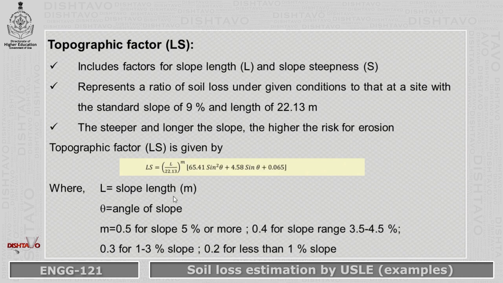L is the slope length in meters, theta is the angle of slope in degrees, and m is 0.5 for slope up to 5%, 0.4 for slope ranging from 3.5 to 4.5%, 0.3 for slope ranging from 1 to 3%, and 0.2 for slope which is less than 1%.